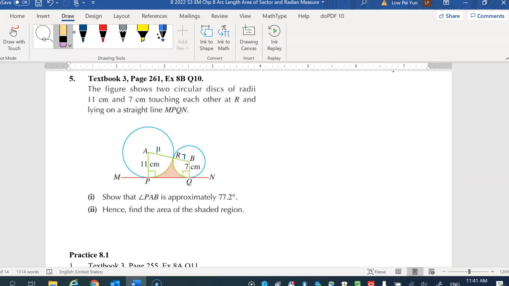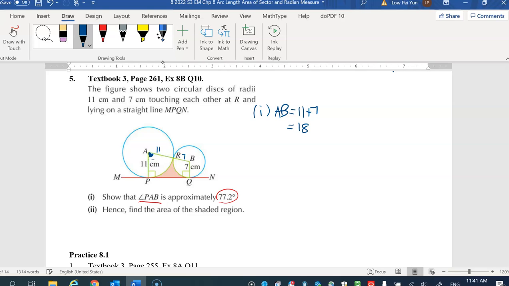So over here, for the first part, we have to show that angle PAB is around this value. Okay, so here we have 11 plus 7. Let me use blue, sorry, part 1. So we can start with AB is 11 plus 7 giving me 18 cm. Okay, so in order to find this angle PAB, let me slow down.